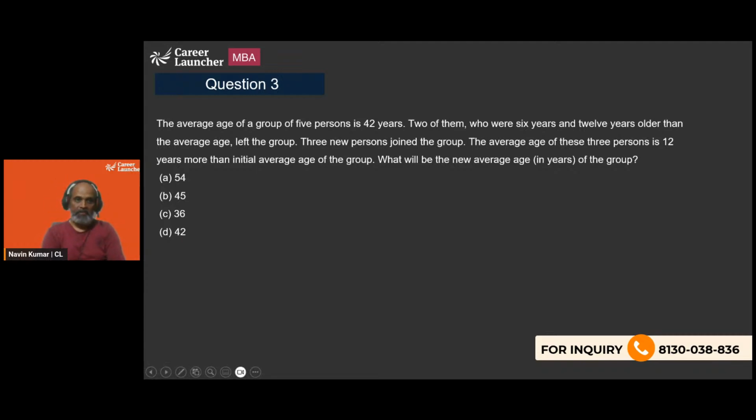Next question on averages. The average age of a group of 5 persons is 42 years. 2 of them who were 6 years and 12 years older than the average age left the group. 3 new persons joined the group. The average of these 3 persons is 12 years more than the initial average age of the group. What will be the new average age in years of the group? So there are basically 5 people. Everybody was 42 years old.